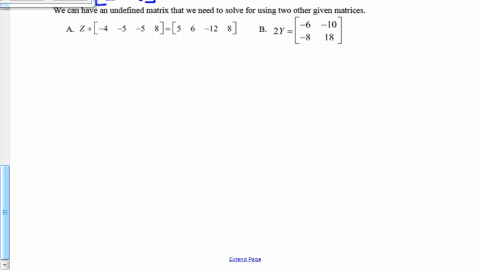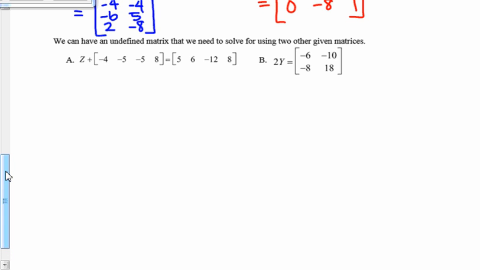And then the very last section of this target 8, it says we can have an undefined matrix that we need to solve for using 2 other given matrices. So basically we're going to use our solving skills here. So we're just using our solving skills. Let's look at A. So it says Z plus that matrix equals another matrix.